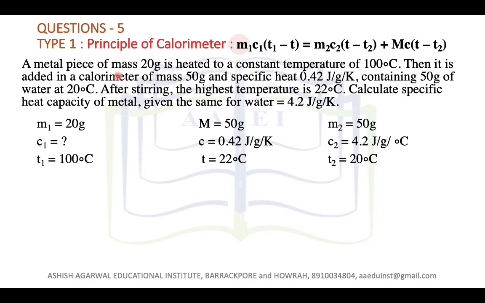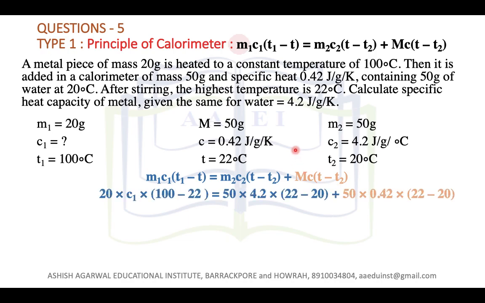For the calorimeter, the mass is 50 gram, so capital M is 50 gram, and small c is 0.42. The equation we are going to use is this one. Out of all the 9 parameters, just one is missing, so it's a mere substitution and getting the answer. I have taken the calorimetric part in yet another color so that we have clarity on why we have added this and how the substitution goes.